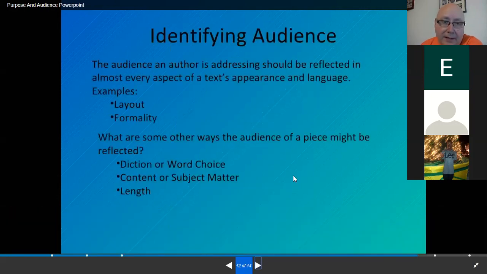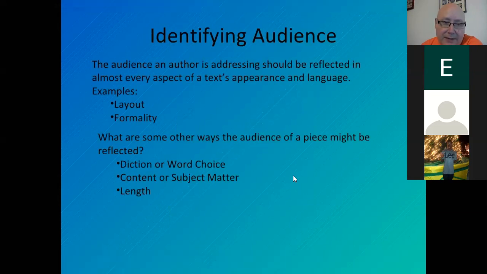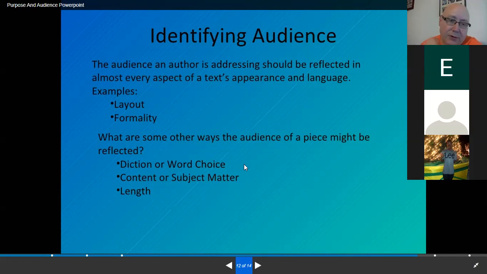All right. The audience an author is addressing should be reflected in almost every aspect of a text, its appearance and language. Example, layout, formality. What are some other ways the audience of a piece might be reflected? Diction or word choice, content or subject matter, and length. Obviously, you want to be more formal in a paper that you're passing in for a class, where you may be super informal texting friends or on Instagram.